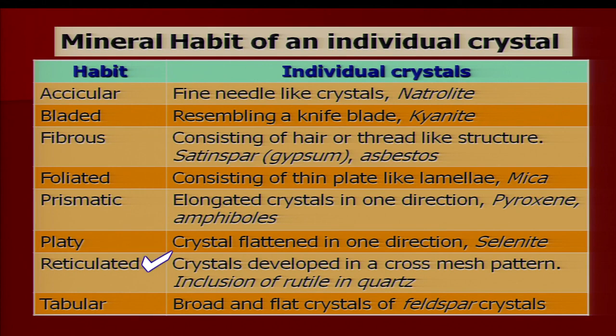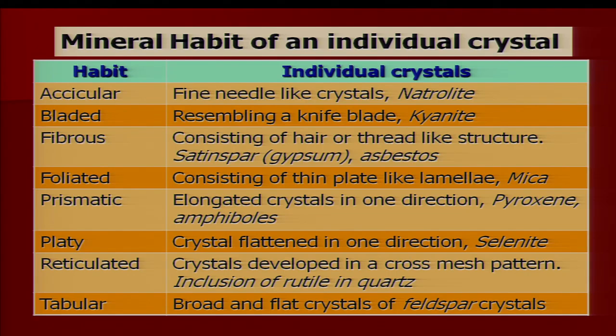Then reticulated. Reticulated means lobe like or very mammillated crystals are developed. Crystals developed in a cross mesh pattern, like the inclusion of rutile in quartz, are called reticulated, and the reticulated inclusion of rutile in quartz is also very common in nature.